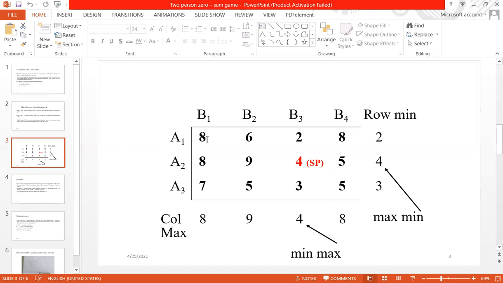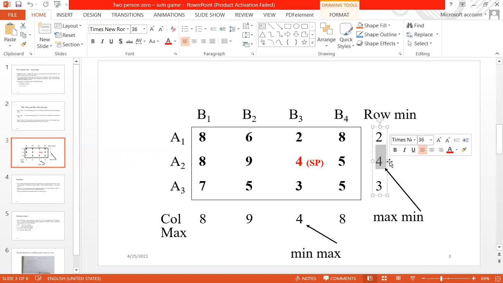Now, we will select the row minimum. In the first row, the minimum value is 2. In the second row, the minimum value is 4. In the third row, the minimum value is 3. And out of the row minimums, the maximum value is 4. So the max-min value is 4. So for player A, the action A2 is the best one because it maximizes the minimum gain.